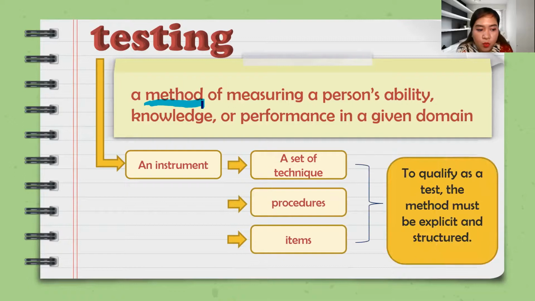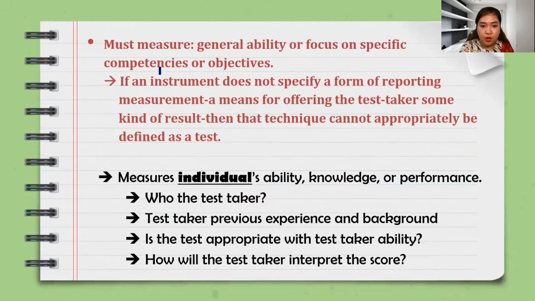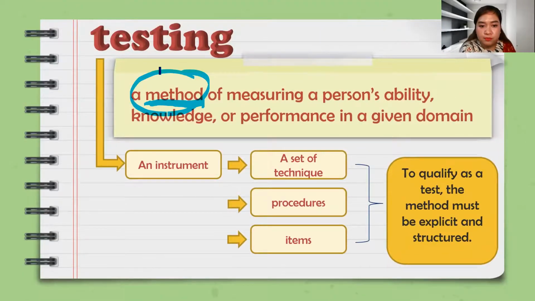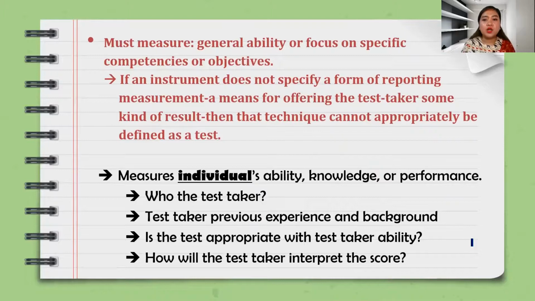To qualify as a test, this method must be explicit and also structured. So we cannot make a random test without any structured plan in designing the test. So let's take a look at some other points related to testing.